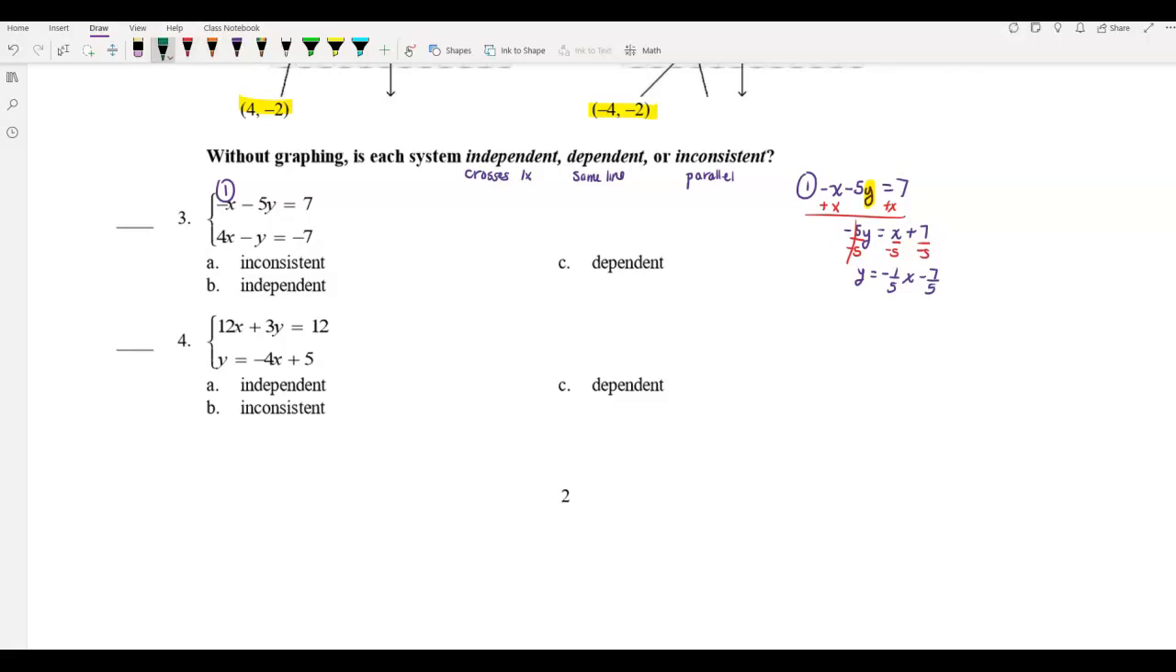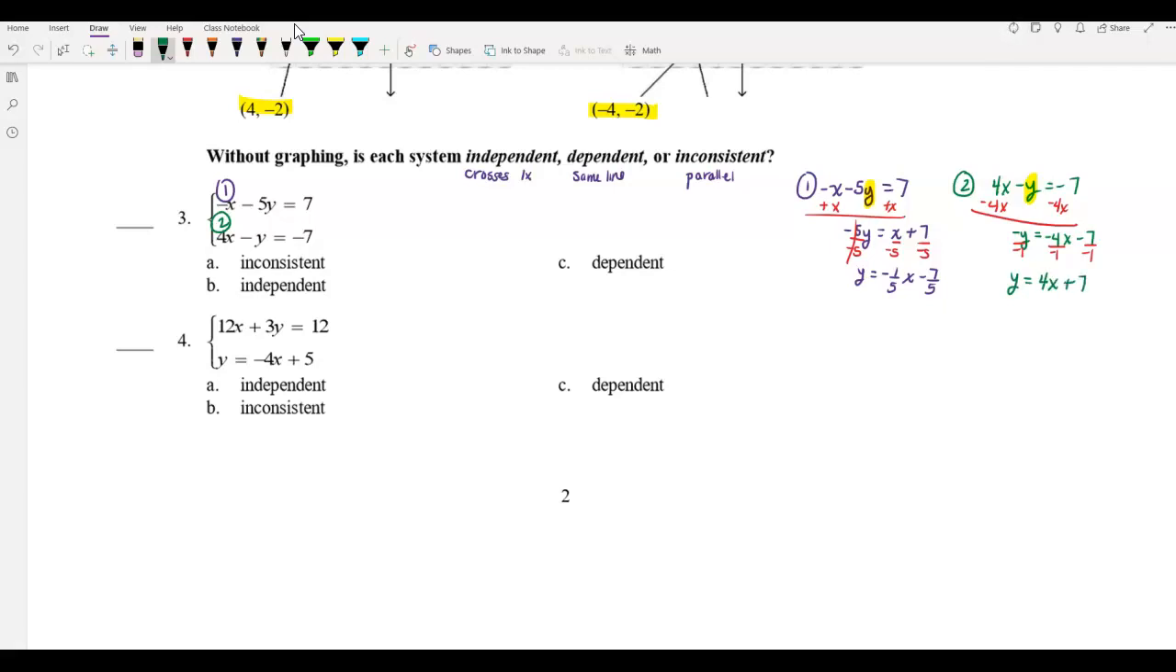All right, let's go to equation 2. We have 4x minus y equals -7. Once again, our goal is to isolate y. So we're going to subtract 4x from both sides. And we now have -y equals -4x minus 7. Y still isn't by itself. We have to divide everything by -1. When that happens, I get positive y equals positive 4x plus 7.